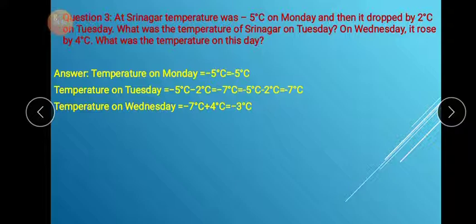So on Tuesday it was how much? -7. So now just increase it. -7, then -6, -5, -4, -3. So this time it goes up the number line because now it is increasing. So the answer will be on Monday it is -5, on Tuesday it is -7, and Wednesday it again rose by 4, that is -3 degrees Celsius.